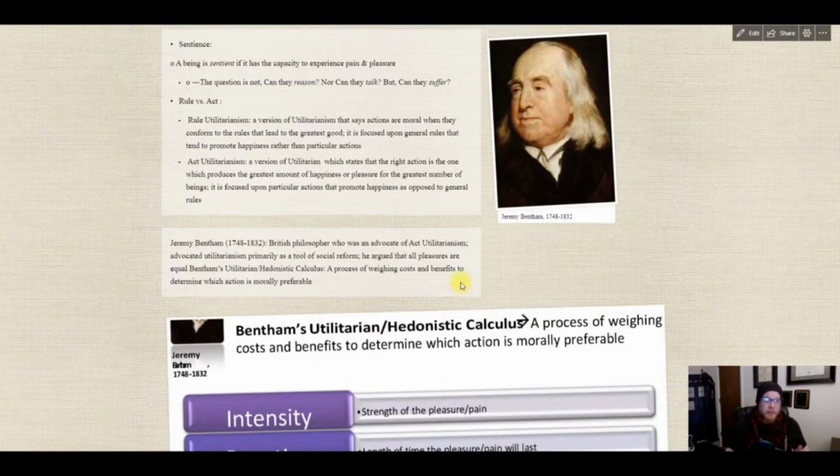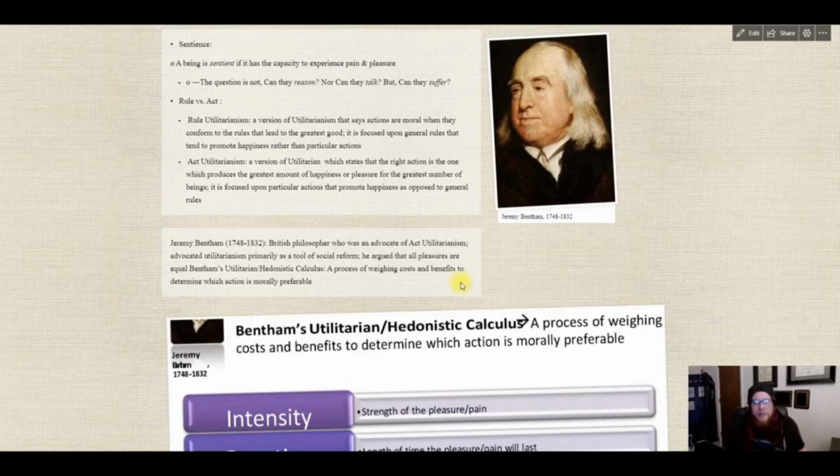Utilitarianism can be split into basically two kinds: rule utilitarianism and act utilitarianism. Rule utilitarianism says that actions are moral when they conform to the rules that lead to the greatest good. So we start with some basic principles, and we say these are things that we can and cannot do. Act utilitarianism, on the other hand, says the right action is the one which produces the greatest amount of happiness or pleasure for the greatest number of beings, period, whether or not certain rules are violated, because those rules are not in place.